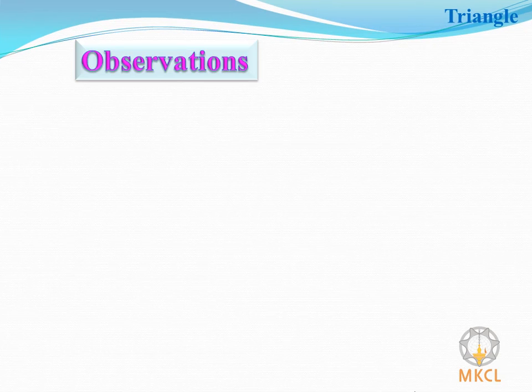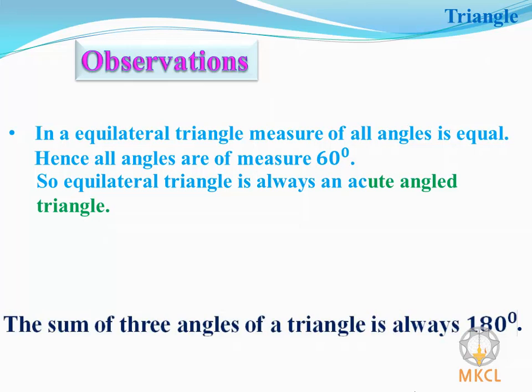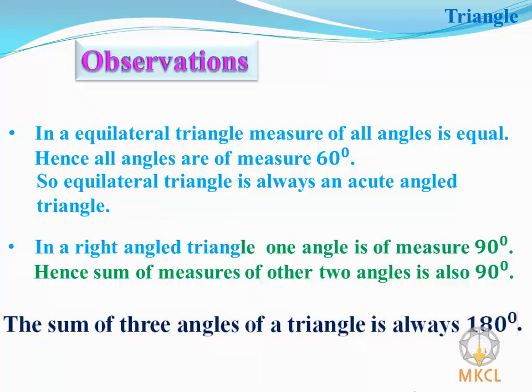Based on this property, following are some observations. First, we know that in an equilateral triangle, measure of all angles is equal. So by this property, all angles are of measure 60. So, equilateral triangle is always an acute angle triangle. Second, in a right angle triangle, one angle is of measure 90 degrees. So by this property, sum of measures of other two angles is also 90 degrees.